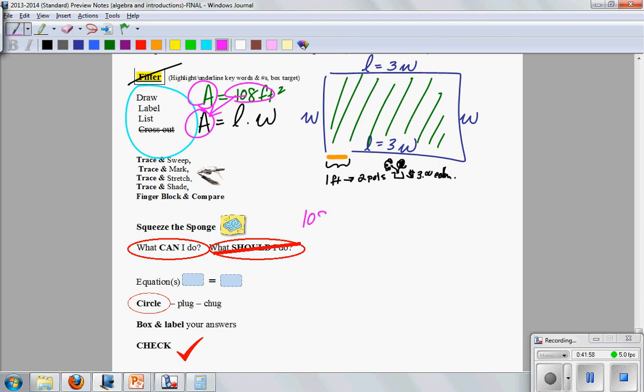So I have 108 equals. Circle the L. Come up here, I have the L. I can substitute. So I have 3W times, circle W. There's our W times W. Now I'm down to one variable. So let's look at what we have. 108 equals 3, and then W times W is W squared, not 2W.